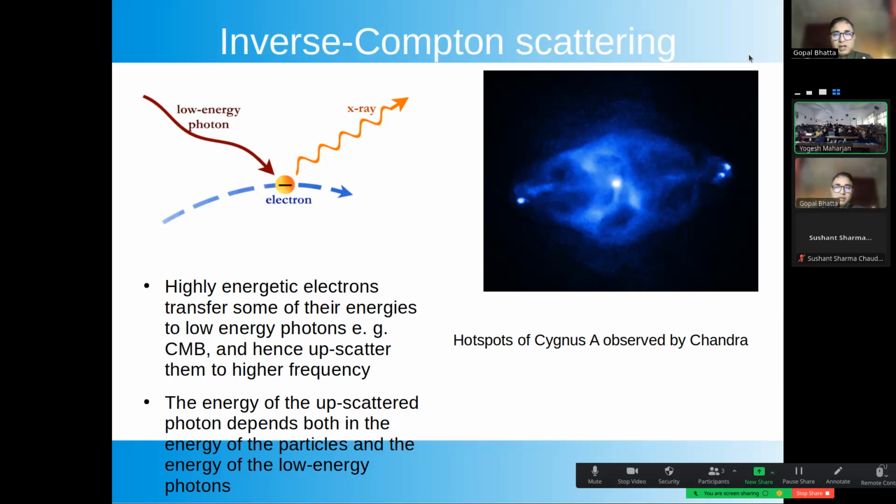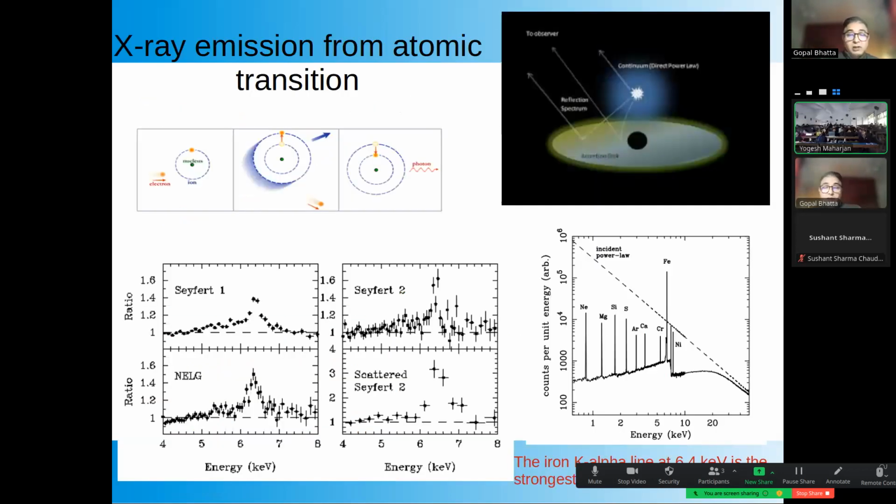So what happens is that there's the CMB, the cosmic microwave background, which is everywhere, and then there are very energetic electrons which are accelerated in jets, and when they hit a low energy photon like the CMB, they can up-scatter them into X-rays, and you can see these kinds of things. Beautiful thing. All right. So that's inverse Compton scattering, a way of generating X-rays in an astrophysical context.